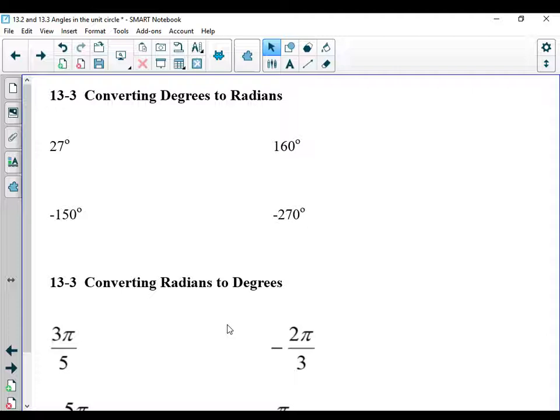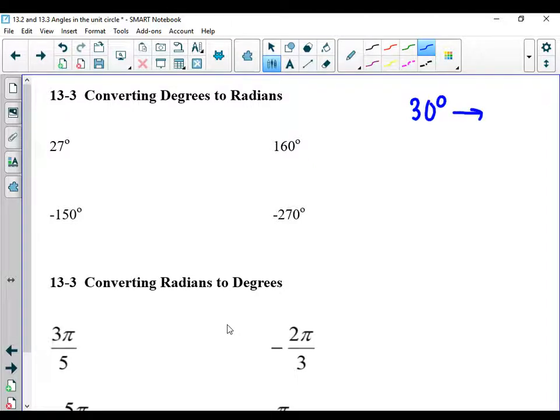So let's say I gave you 30 degrees. What is the radian measure that's also there? Pi over 6. Okay. So we are going to convert radians to degrees and degrees to radians. Go ahead and look at 180. What's the measurement for radians at 180? Pi. They mean the same thing.